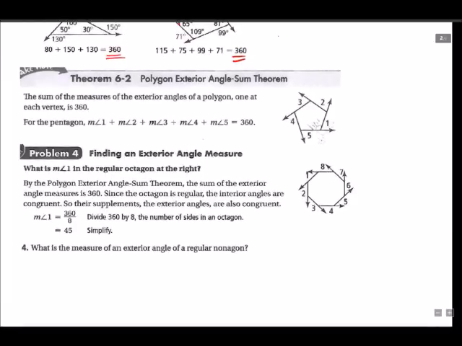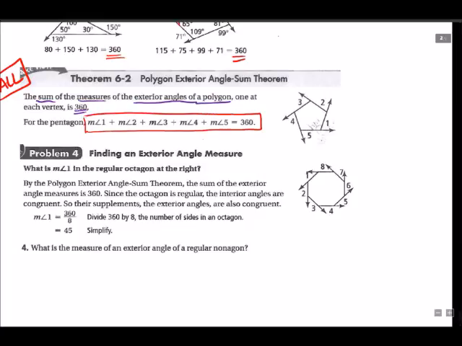This brings us to our last theorem, and this last theorem is true for all polygons. And it says the sum of the measures of the exterior angles of a polygon, one at each vertex, is 360 degrees. This is true for all polygons.